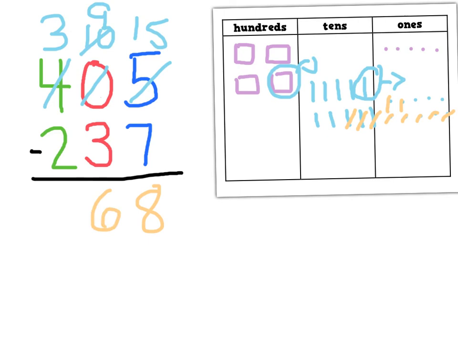Moving on to my hundreds. I have 1, 2, 3 hundreds. Can I take 2 away? I sure can. 1, 2. How many hundreds do I have left? 1. This tells me that 405 subtract 237 is 168. Great job, everyone.